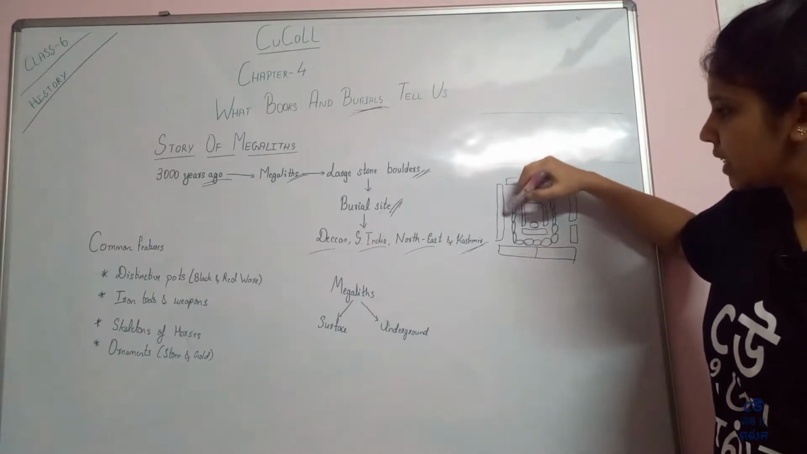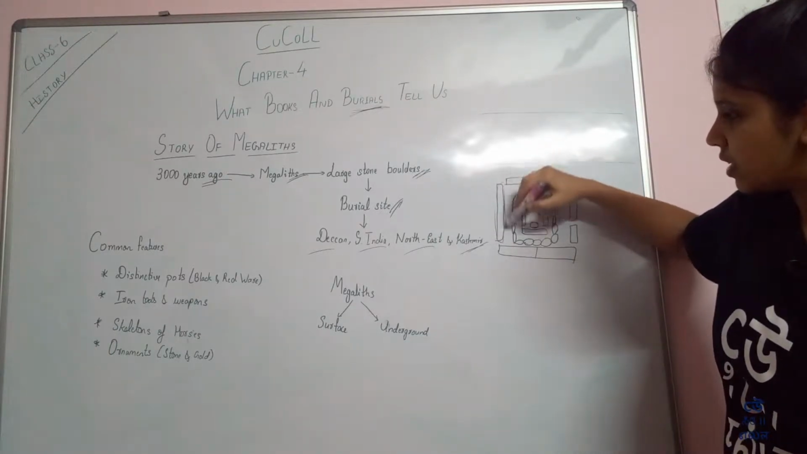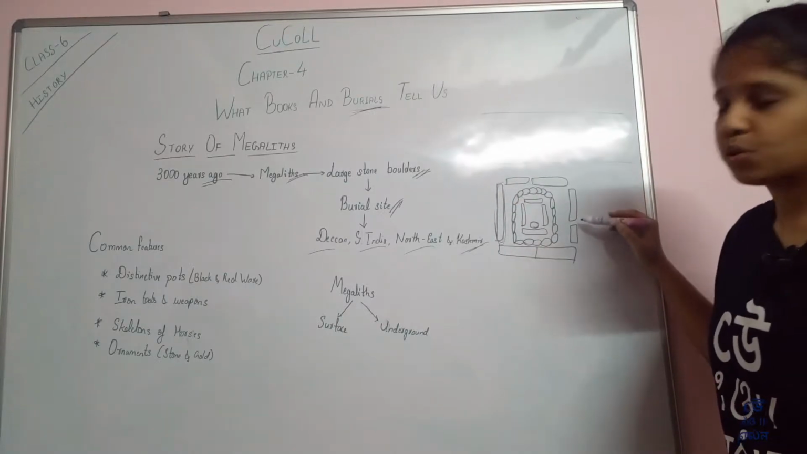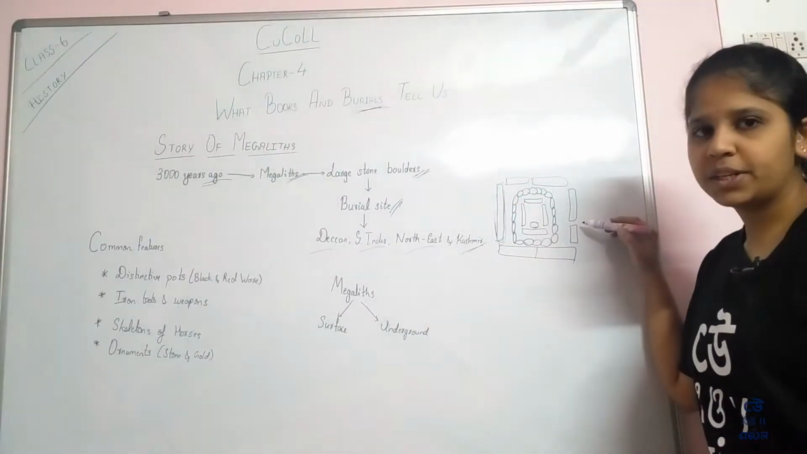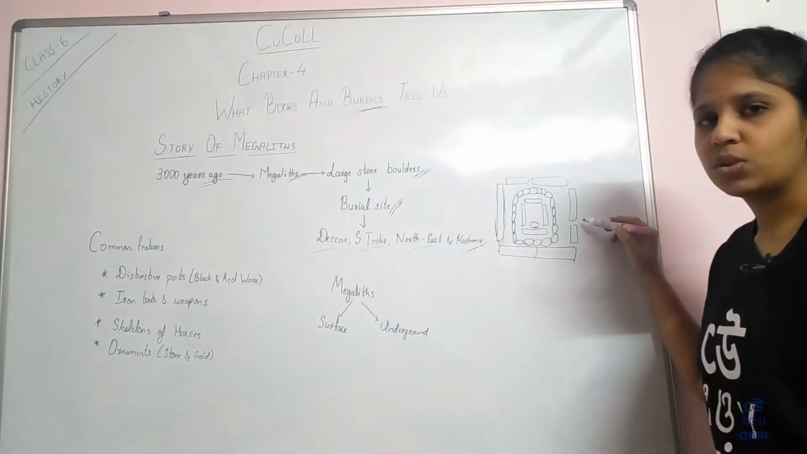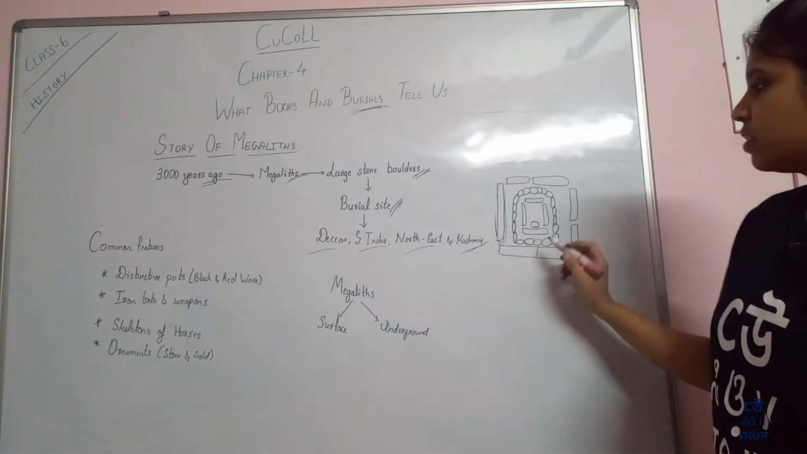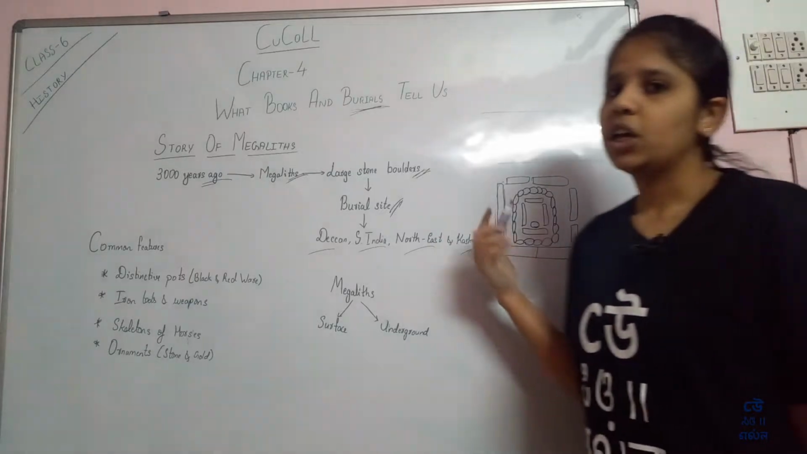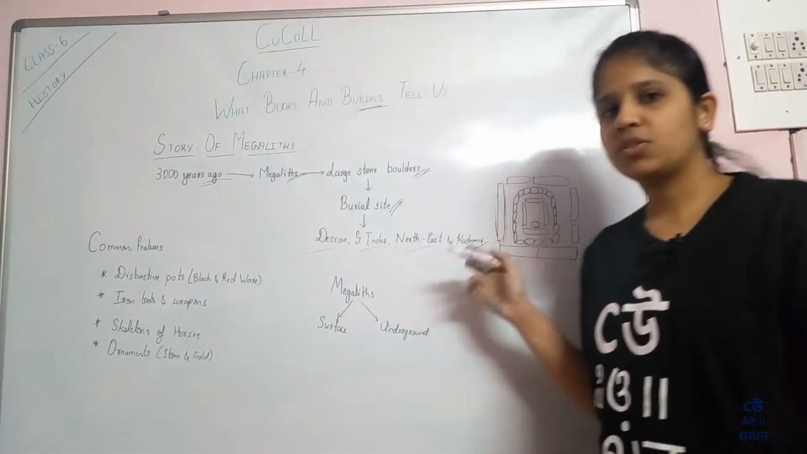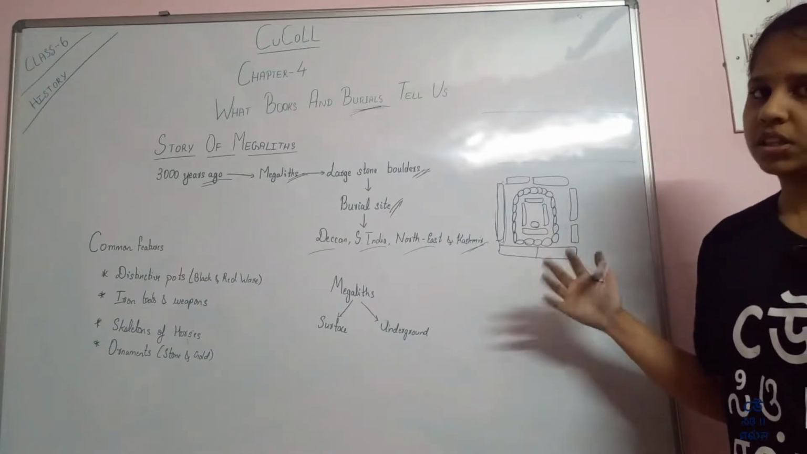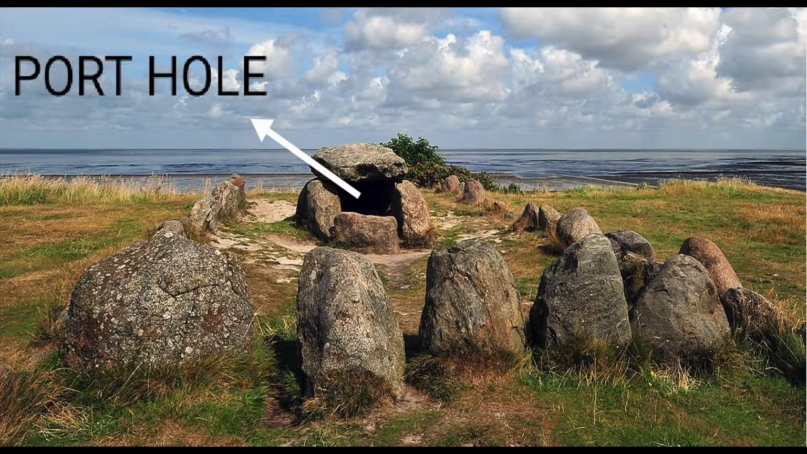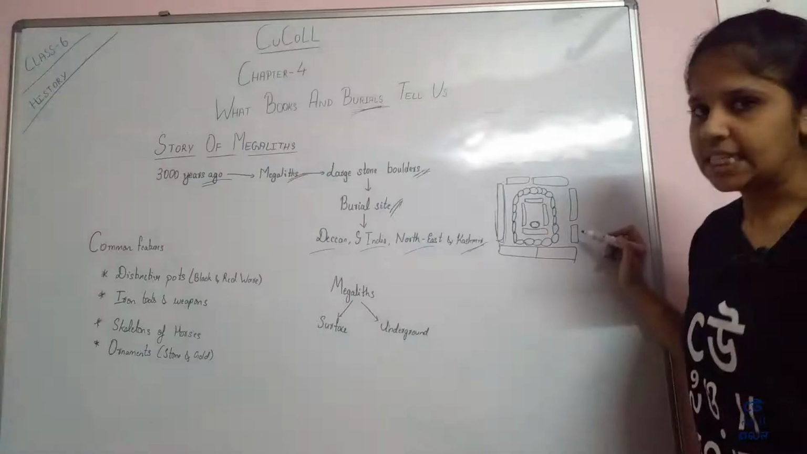Okay, so this is a large slab. This type of arrangement of megalith is known as a cyst. Sometimes they used these burials only for certain families, so it also had a porthole. These types of megaliths are called cysts.